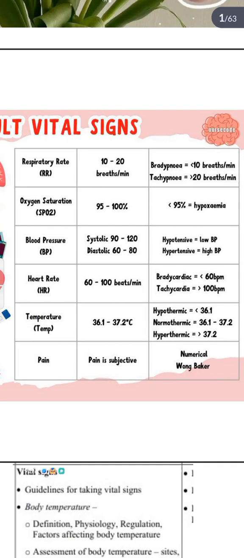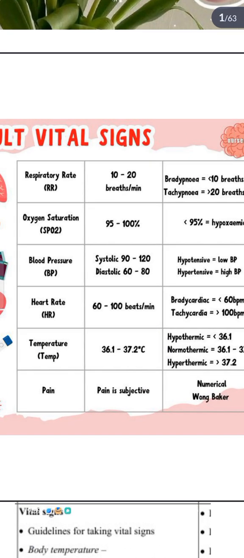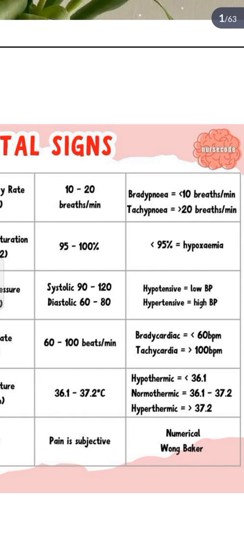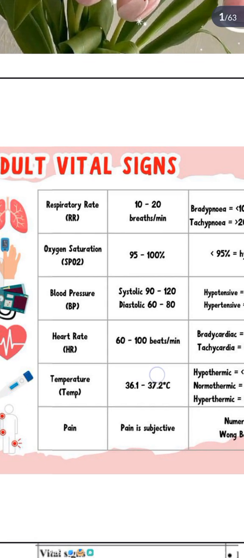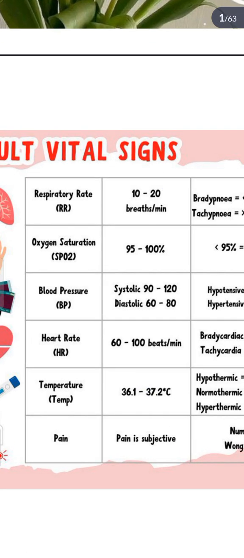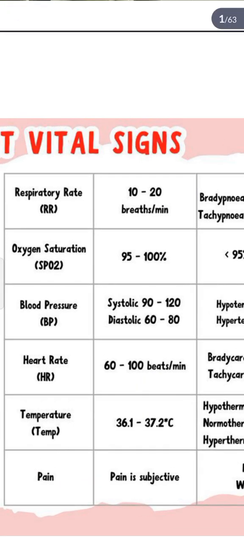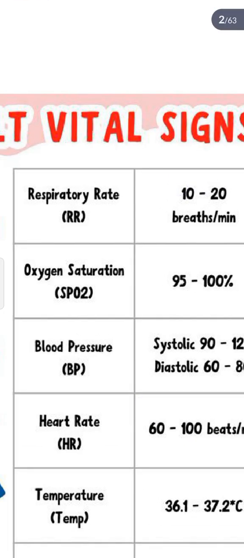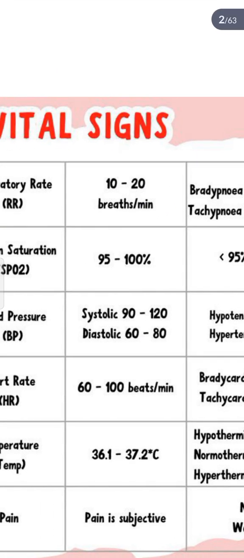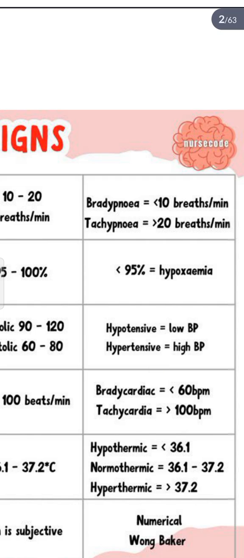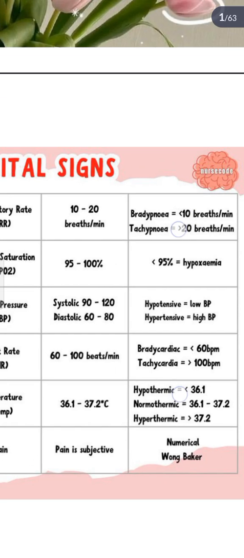So let's see the vital signs and their normal range. Respiratory rate is 10 to 20 breaths per minute. If we have bradypnea then we have less than 10, and if we have tachypnea then we have more than 20 breaths per minute. Oxygen saturation is the oxygen present in our blood that is moving in our body. It is measured by an SpO2 probe, oximetry we say. 95 to 100% is the normal range, and less than 95% is hypoxemia.